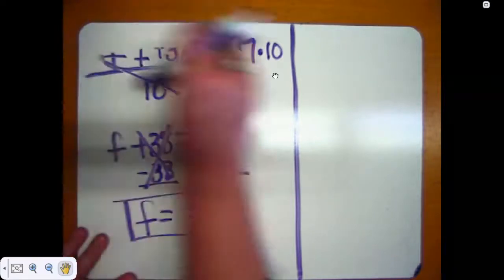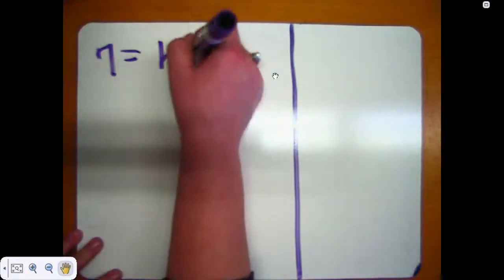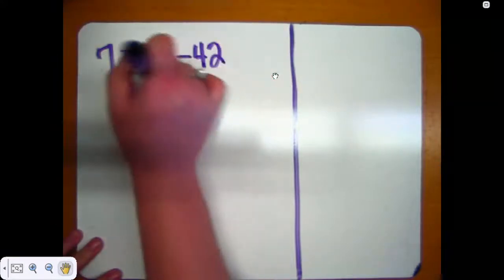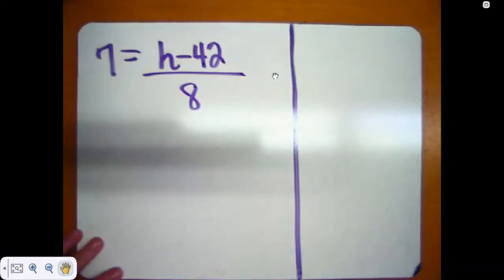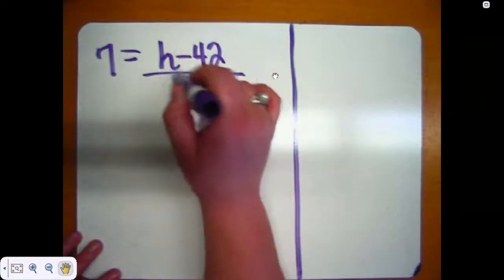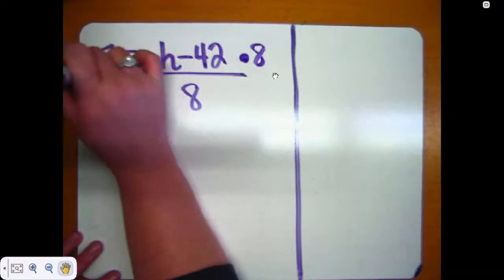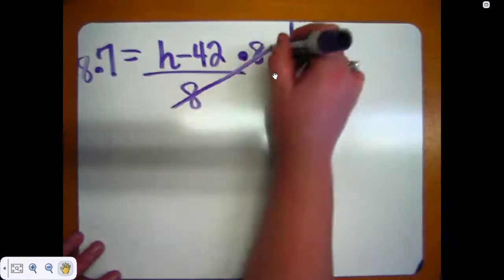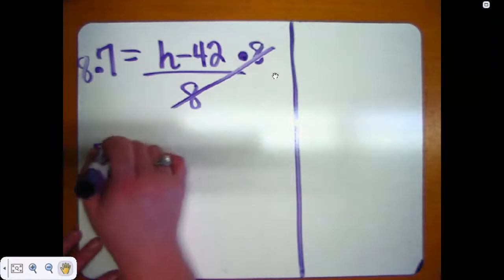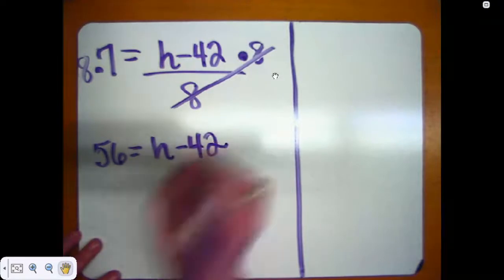Okay, let's try another one. 7 is equal to H minus 42 all divided by 8. So the first thing I'm going to do, when the whole line is under the whole H minus 42, is multiply both sides by 8 to begin with. So these 8's go away and I'm left with 56 is equal to H minus 42.